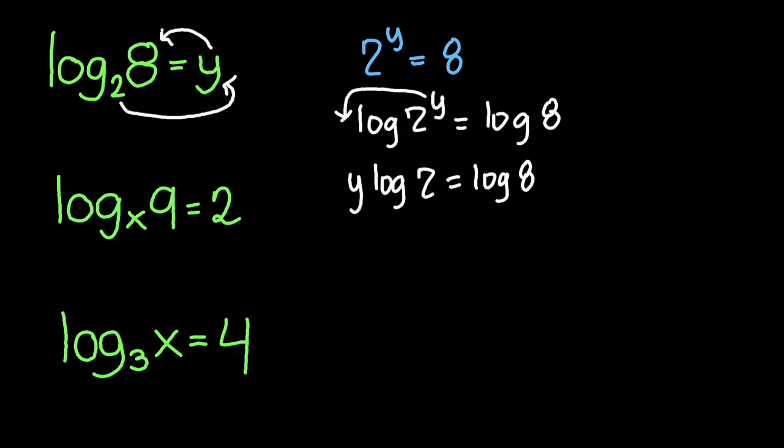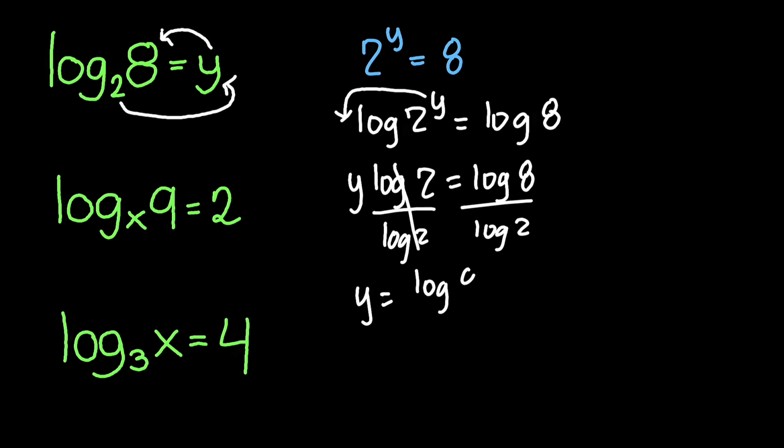And since we want to have only y here, let's get rid of log 2. Divide both sides by log of 2. This will cancel each other out. So y in here would be equal to log of 8 over log of 2. You can input this into your calculator and you should have a value of 3. So in this case, y here is equal to 3.